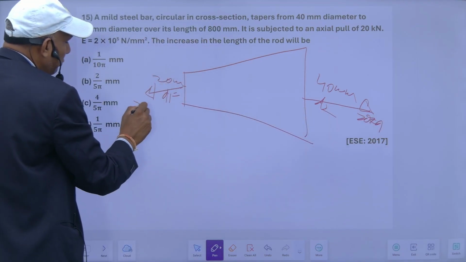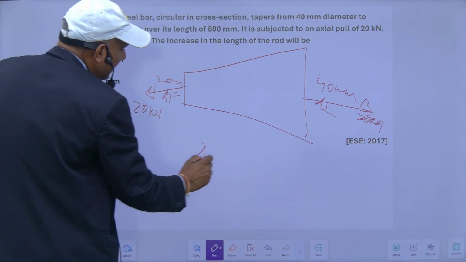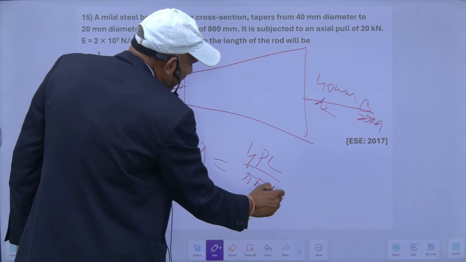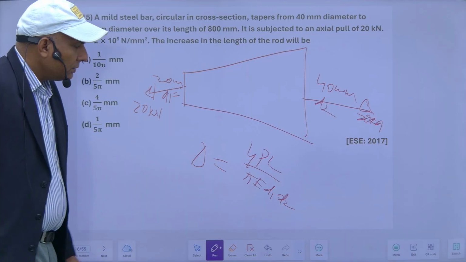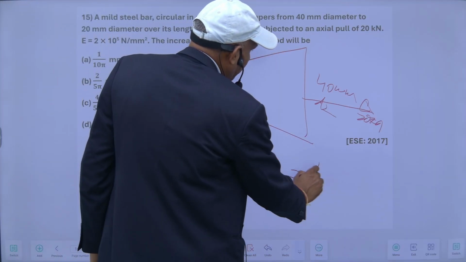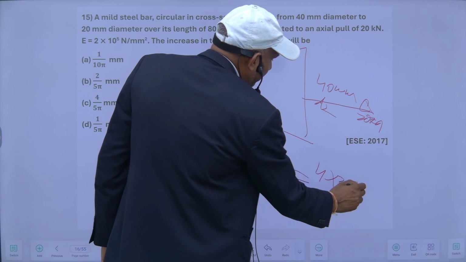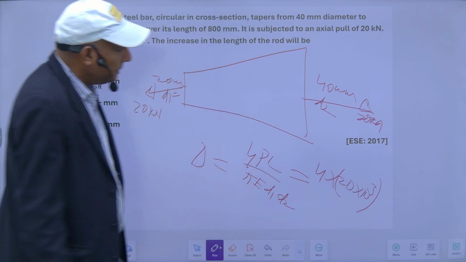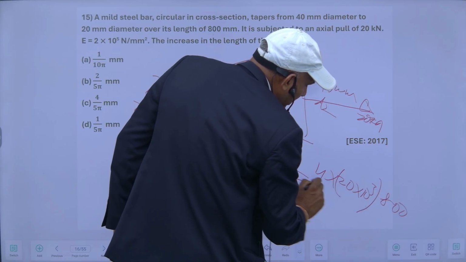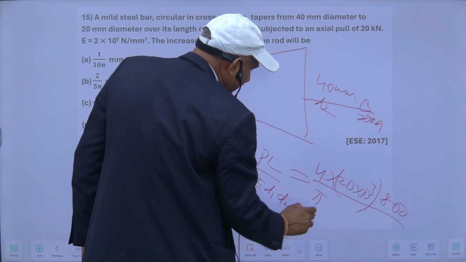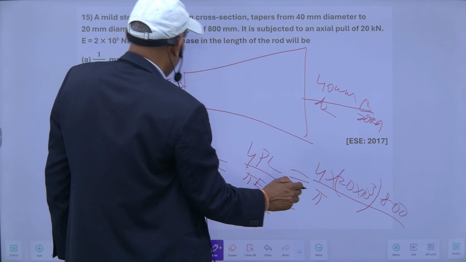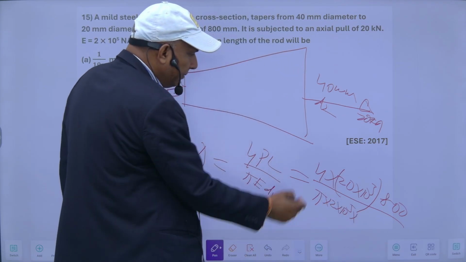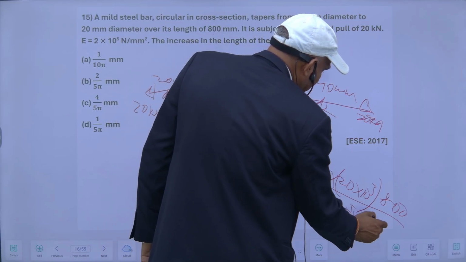So straight away you have to apply the formula. Delta in this case will be 4PL upon pi E D1 D2. So this is the formula which I explained. You have to simply put the values in this formula. 4 into 20 kN, multiplied by this one, you will get in Newton, into length. Length here is 800 mm, upon pi into E. E is equal to 2 into 10 raised to the power 5, into D1 D2. D1 D2 means this one.